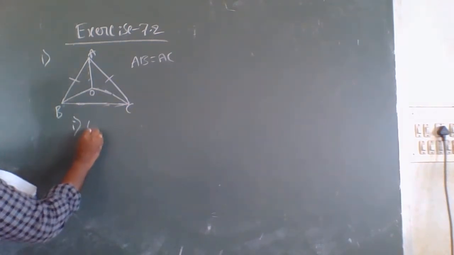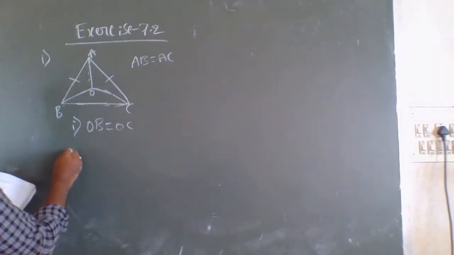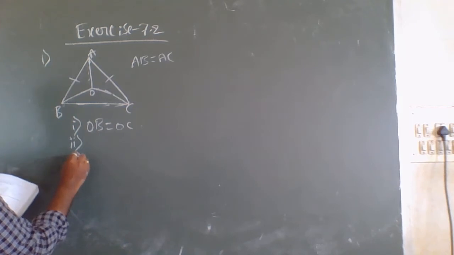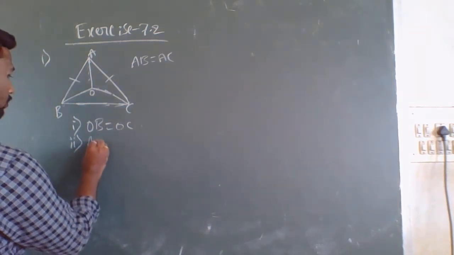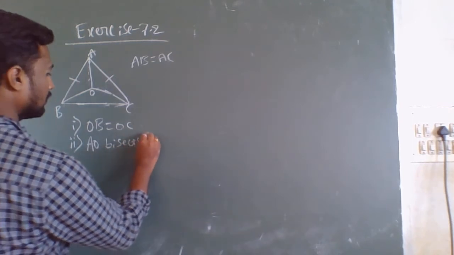First, OB is equal to OC. Second, AO bisects angle A.